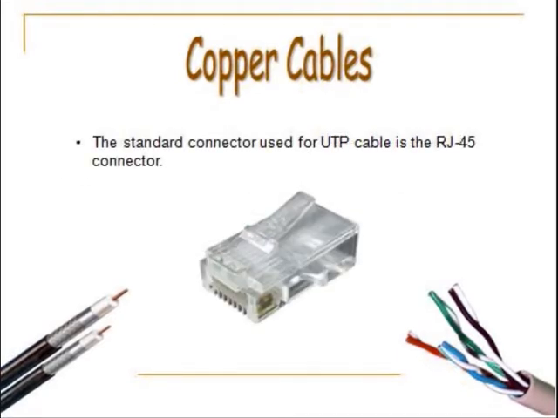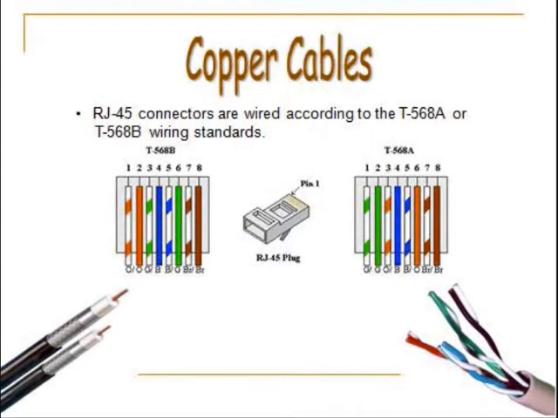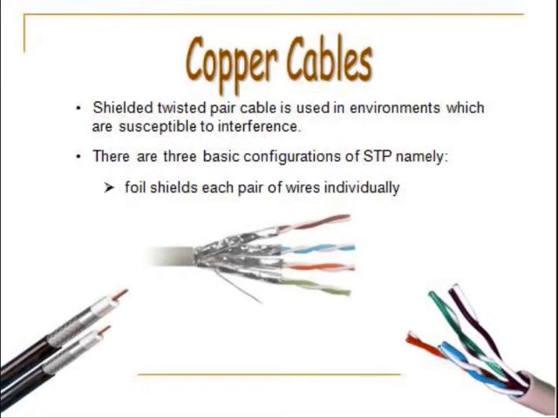The standard connector for UTP cable is the RJ45 connector. This connector can be wired according to commonly used wiring standards. Shielded twisted pair cable is used in environments which are susceptible to interference.